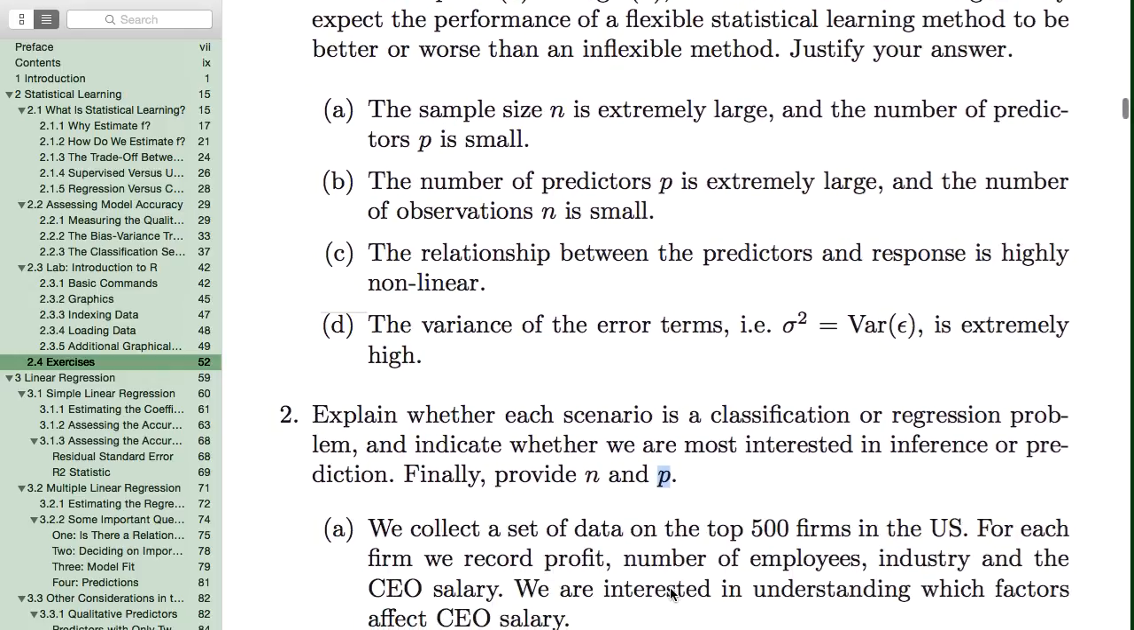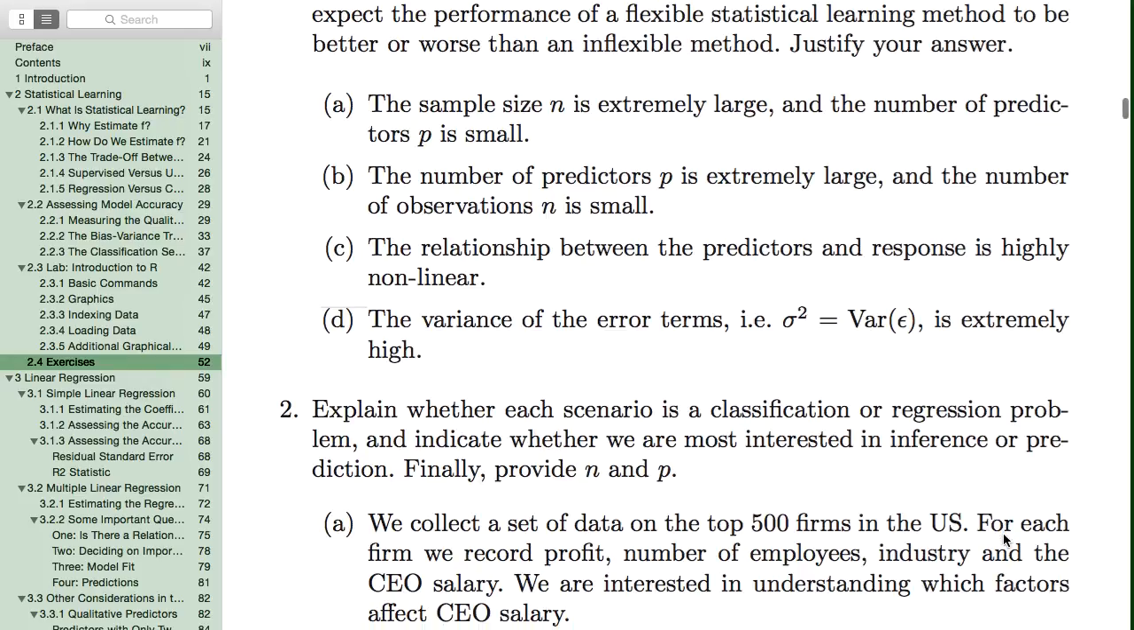Okay, so here's A. We collect a set of data on the top 500 firms. For each firm we record, okay, so already I can say that N is 500. So we have 500 rows, and we have several columns. We record profit, number of employees, industry, and CEO salary. And we're interested in understanding which factors affect CEO salary. So P is going to be profit, number of employees, and industry. So those are the three inputs. So P is equal to 3. And then the output is going to be CEO salary.